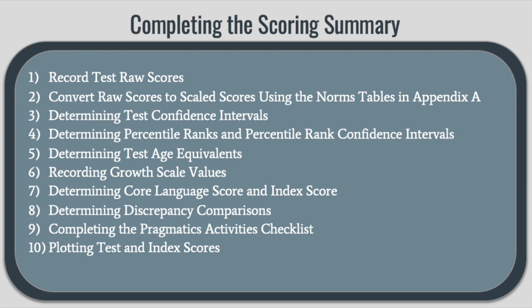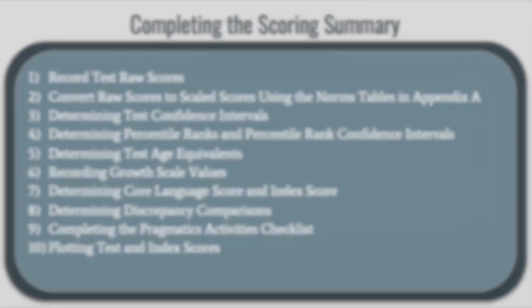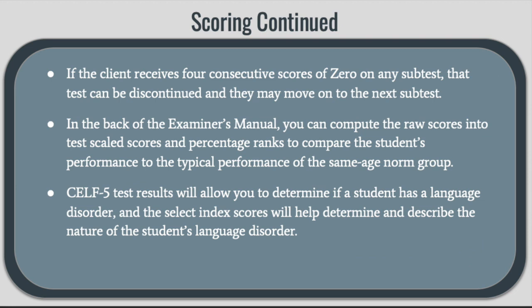You must follow these 10 steps to complete the scoring summary. If the client receives 4 consecutive scores of 0 on any subtest, that test can be discontinued and they may move on to the next subtest. In the back of the examiner's manual, you can compute the raw scores into test scaled scores and percentage ranks to compare the student's performance to the typical performance of the same age norm group.